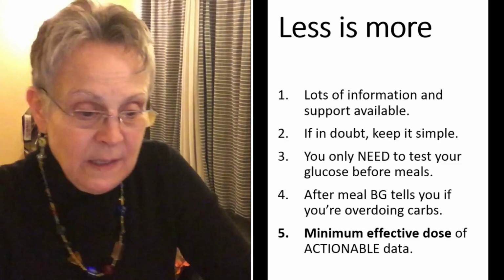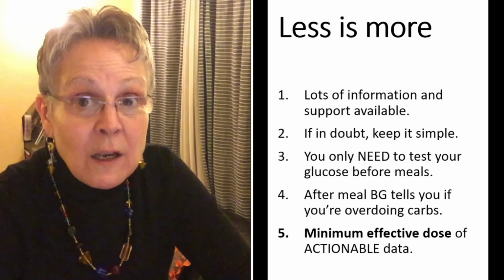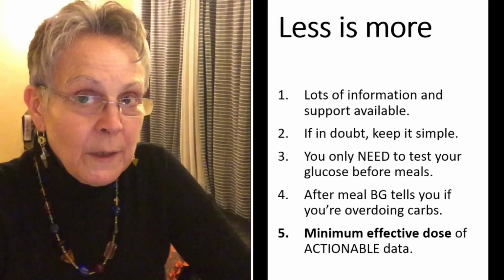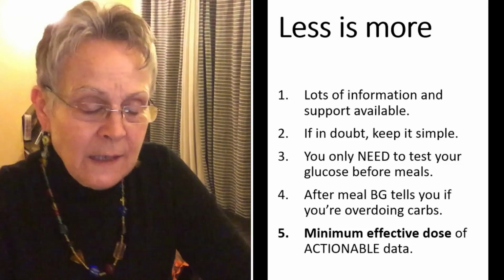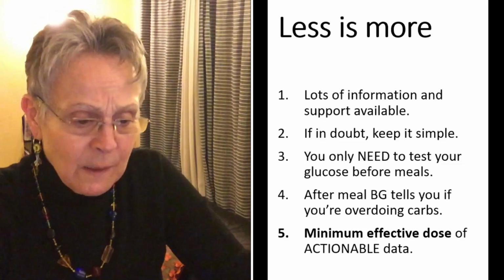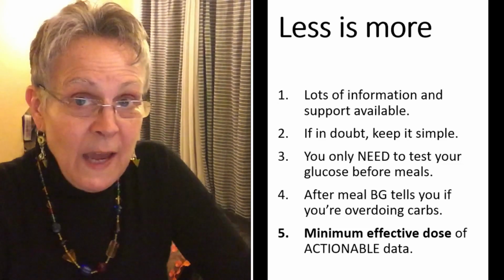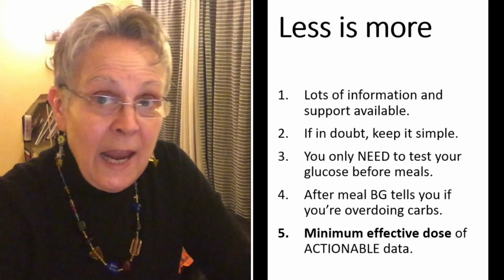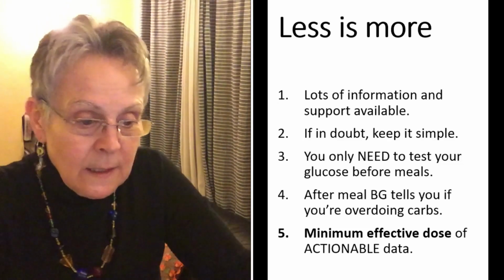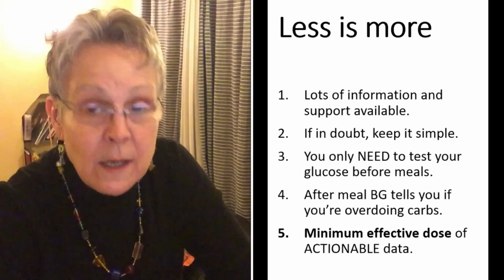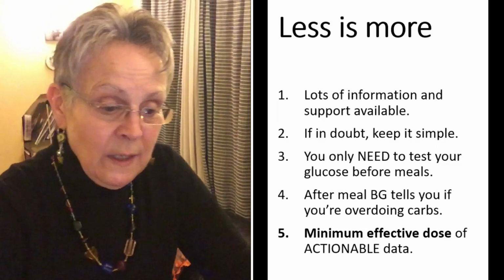Point number 4 says after meal blood glucose tells you if you've been overdoing carbs. I'm not sure why we don't have information about overdoing fats, but that's a clarification I need to ask Marty about, because I know that there's something to do with fats that actually in the end will give you higher glucose values. And number 5, the most important one, minimum effective dose of actionable data.